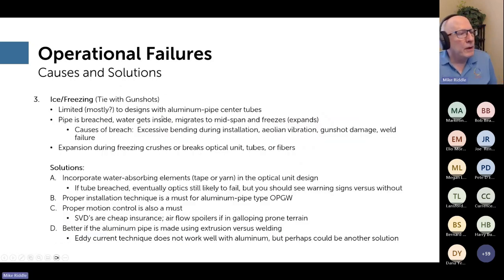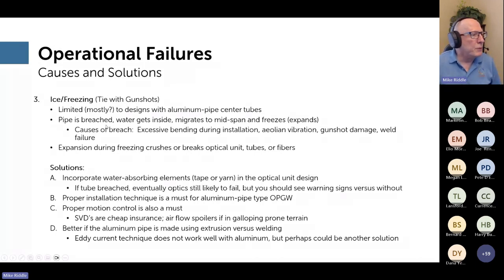Ice or freezing. This mostly happens with aluminum pipe designs, or so I thought. I recently had someone lead me to believe that this could have happened with a stainless steel tube design because of a weld failure. The gel should have stopped water from getting inside, so I don't know the whole story there. But in any event, the concept is really the same.